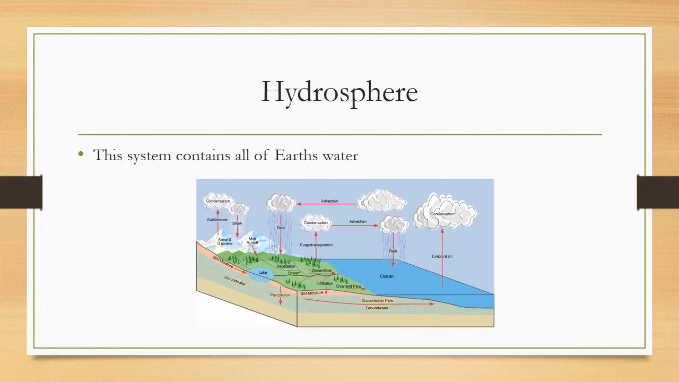Hydrosphere. The hydrosphere is a system that contains all of Earth's water. The hydrosphere is also what the water cycle runs through, and as you can see in the picture, this is an example of the water cycle.